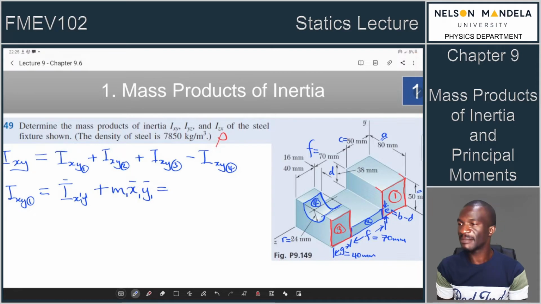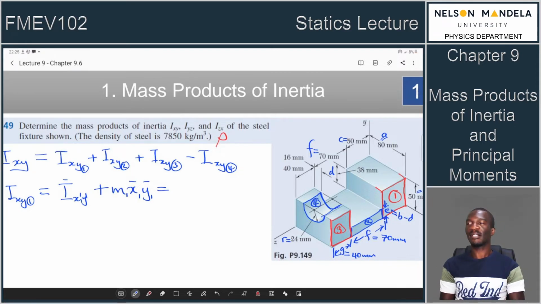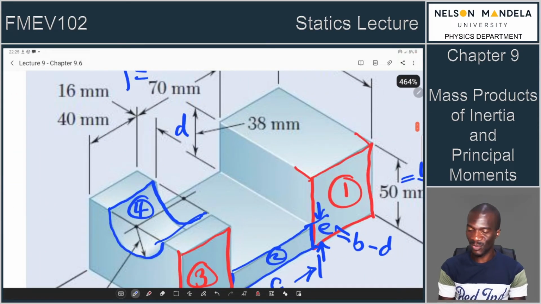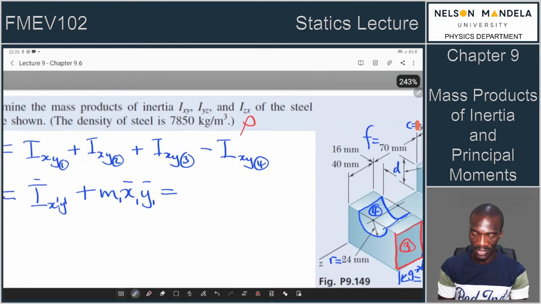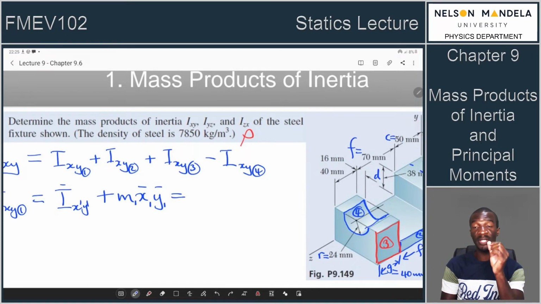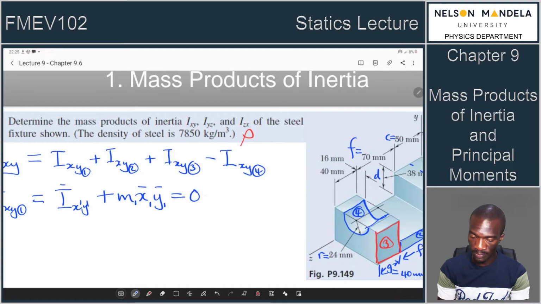What is the centroidal mass product of inertia? If you just look at this, we want it about the xy. Do you notice that about the x we've got some symmetry, and about the y we've got some symmetry? So our centroidal mass product of inertia simply becomes 0.